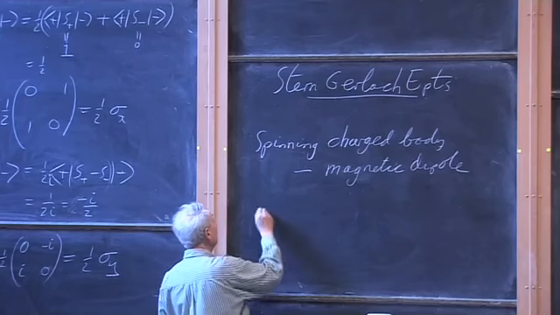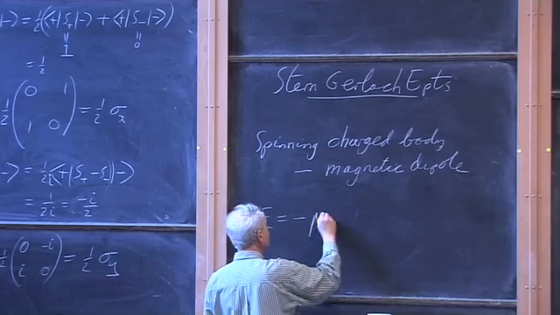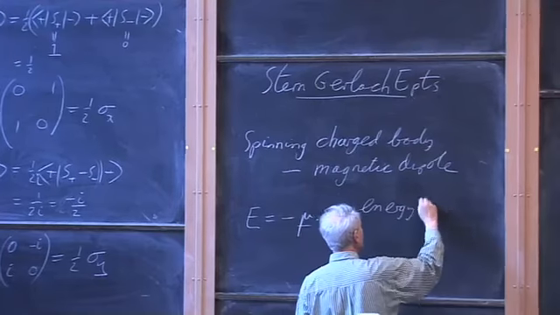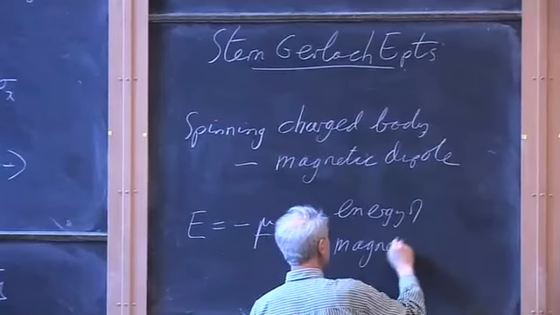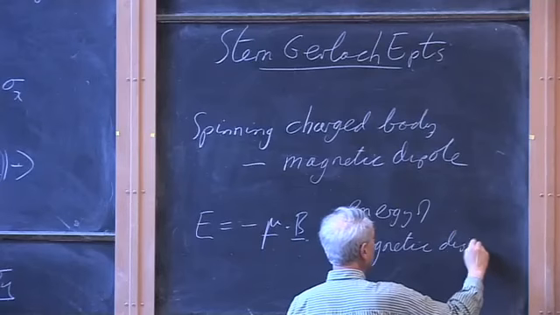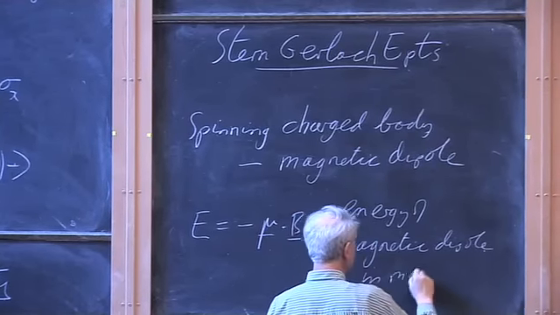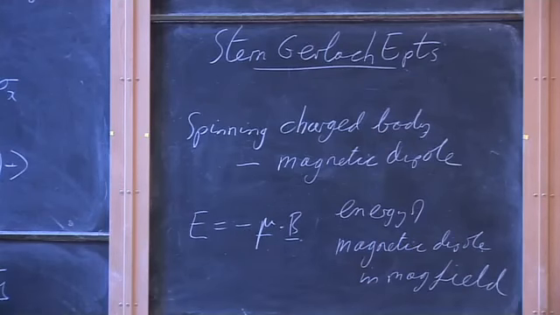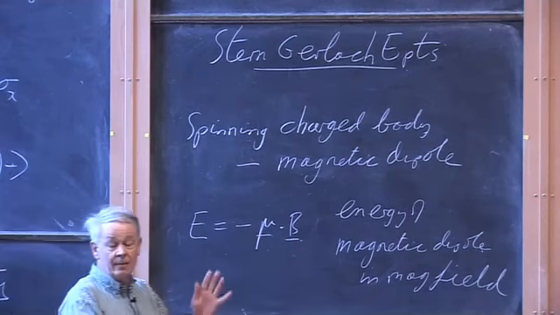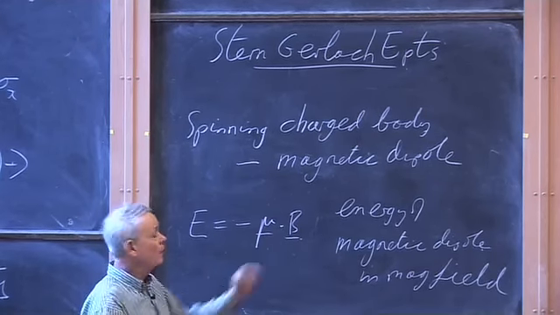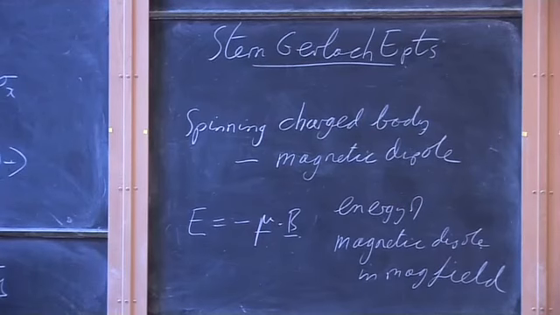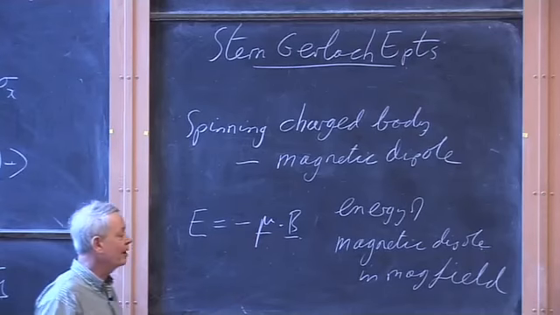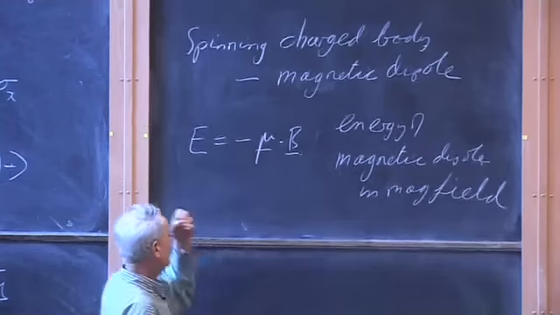So if you put a magnet in a B field, you have this, the energy of a magnetic dipole in a magnetic field. There's a minus sign here which says that the energy is lowest when the dipole is aligned with the magnetic field, right? So when this dot product is positive, the energy is lowest. That's why magnets, compass needles and whatever, align with the magnetic field.